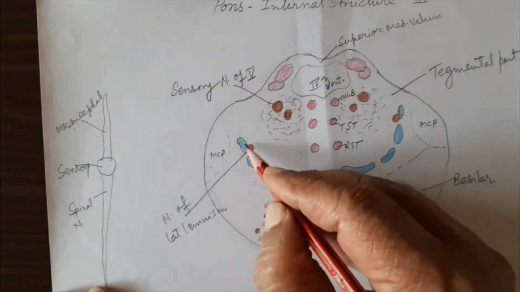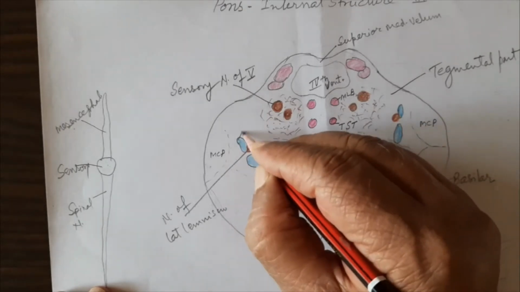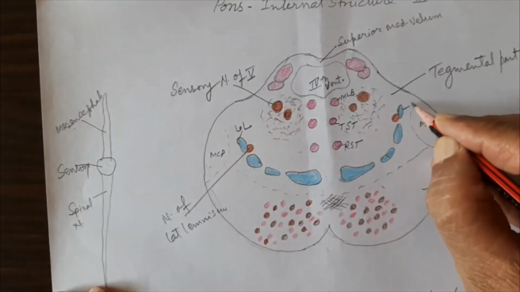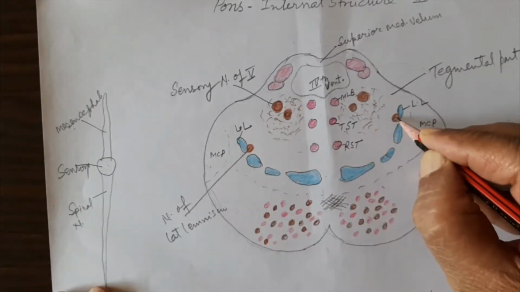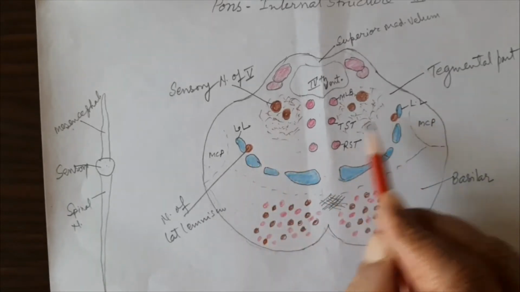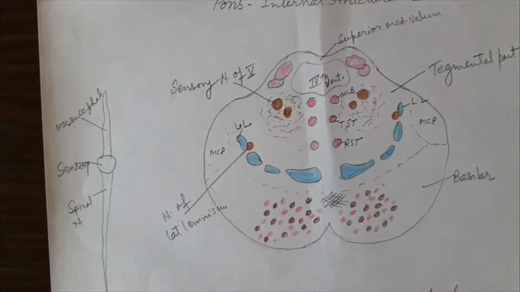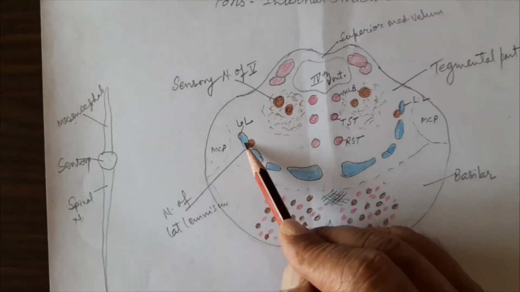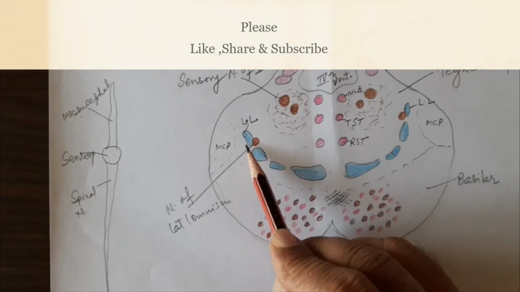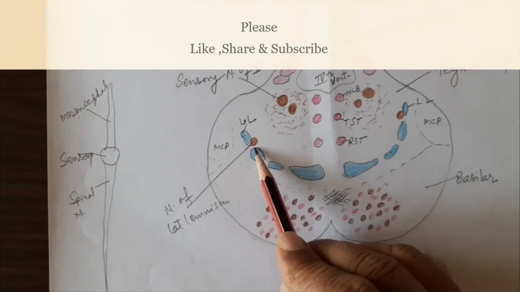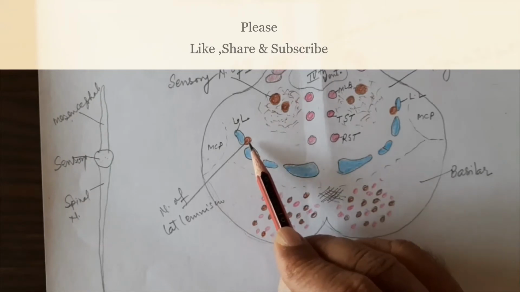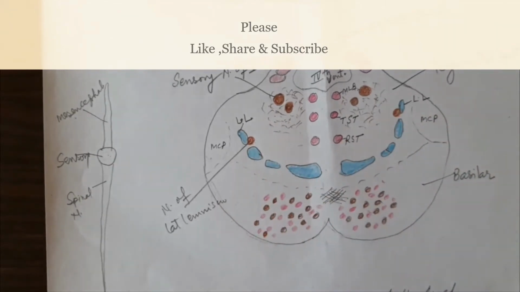Because this is the lateral lemniscus, I will just write LL. This is also LL, and this is the nucleus of the lateral lemniscus. This is a small nucleus which is placed medial to this lemniscus, the lateral white tract, in the auditory pathway. So this nucleus of the lateral lemniscus is considered as the relay nucleus in the auditory pathway.